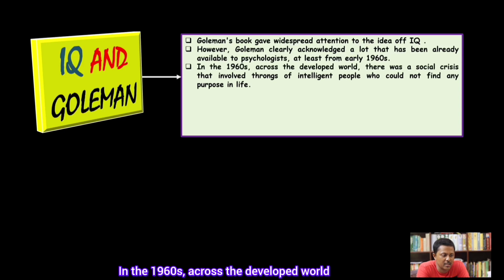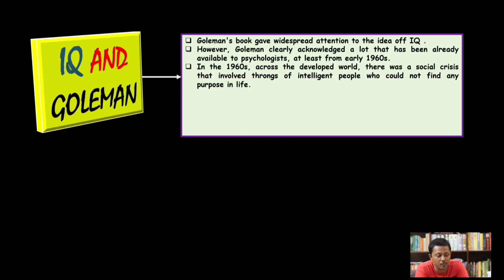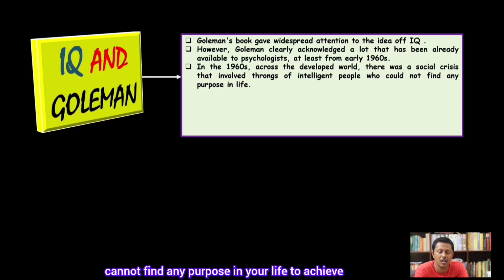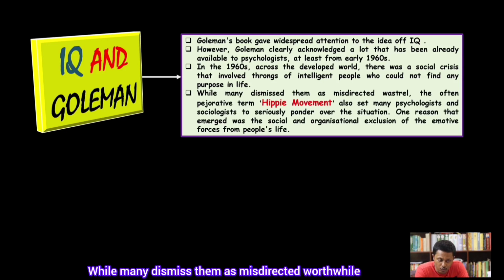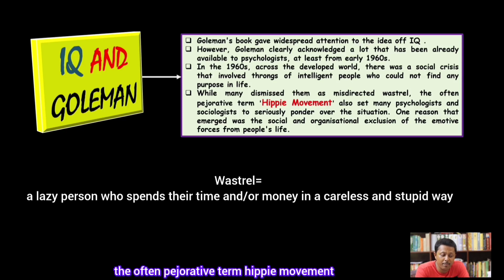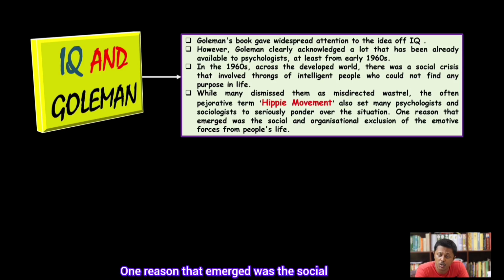In the 1960s, across the developed world, there was a social crisis that involved throngs of intelligent people who could not find any purpose in life. See, that depression comes from this. So even if you have high intelligence, even if you are very, very intelligent, depression may come because you cannot find any purpose in your life to achieve. While many dismissed them as misdirected wastrels, the often pejorative term hippie movement also set many psychologists and sociologists to seriously ponder over the situation. One reason that emerged was the social and organizational exclusion of the emotive forces from people's lives.